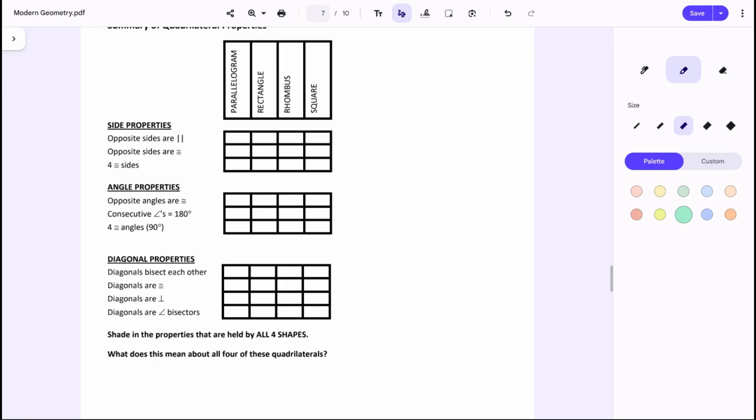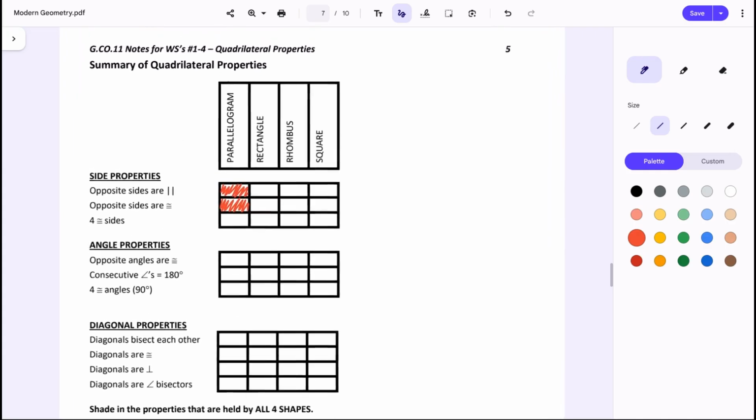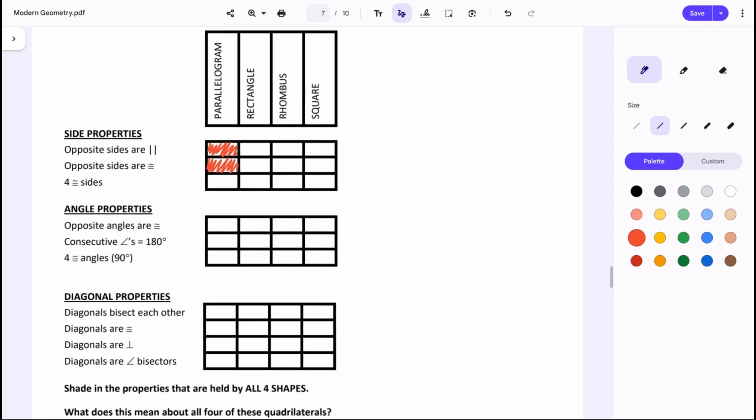So starting with a parallelogram, we only said yes to opposite sides being parallel and opposite sides being congruent. And we also only said yes to opposite angles being congruent and same side angles equaling 180. And we said yes to the fact that the diagonals bisect each other. Those were the only yeses we had for a parallelogram.